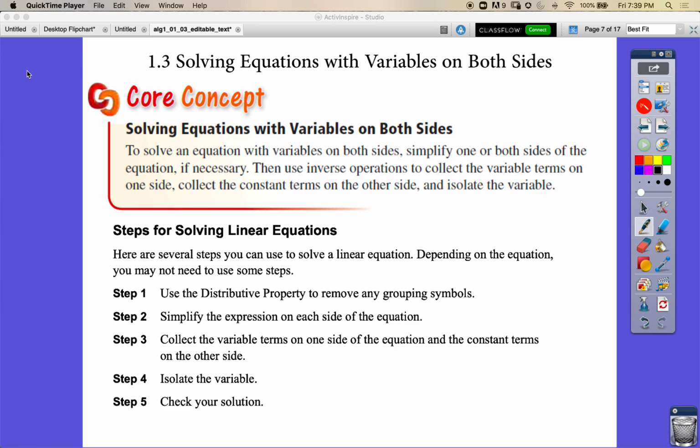Hi, welcome to section 1.3. We're going to be solving equations with variables that are on both sides of the equal sign. This is your core concept.